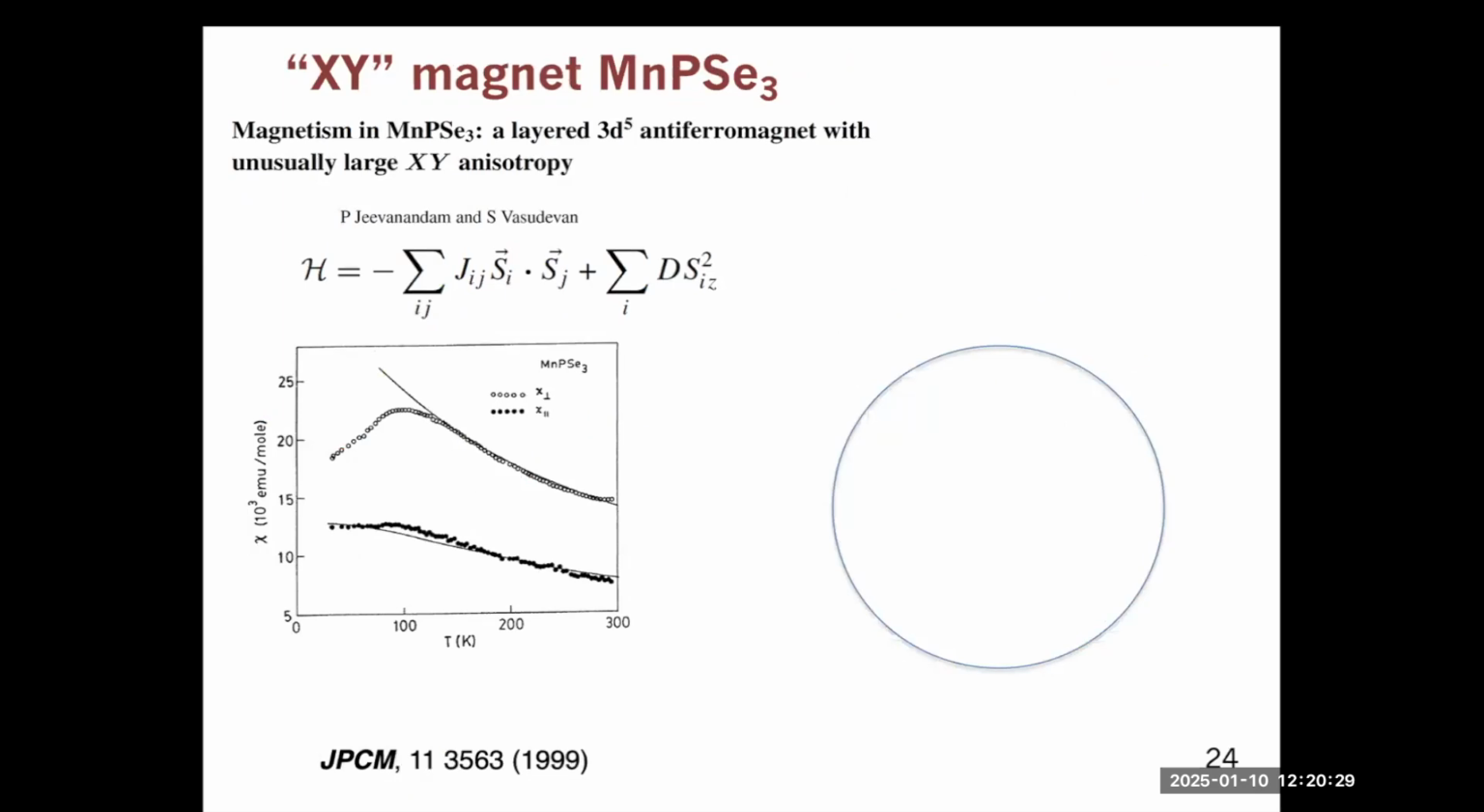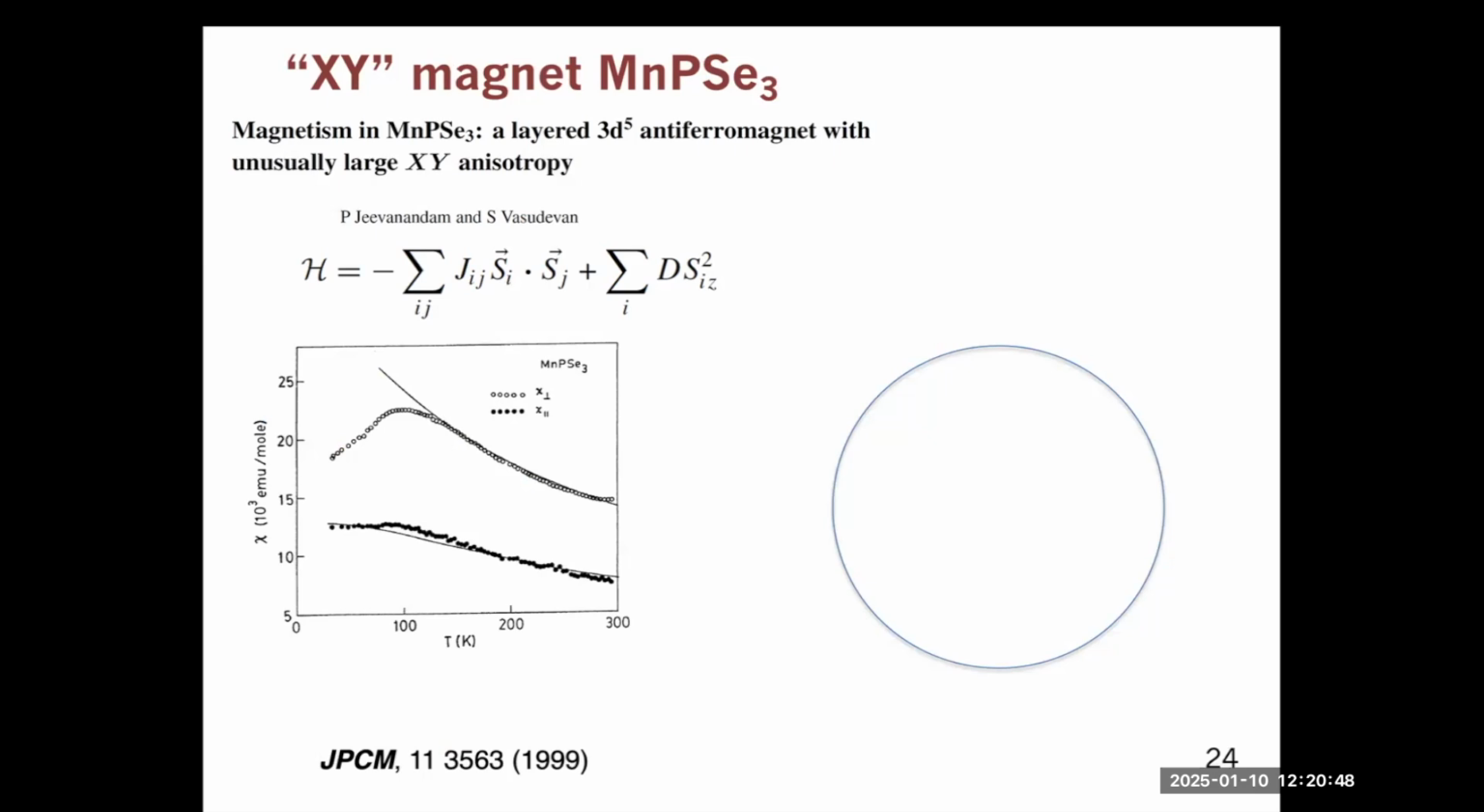So in the literature, people call it an XY magnet. That's because when they measure the spin susceptibility, one of them is much larger than the other. In other words, the spins are really in the plane. Again, in the classical 2D XY model, there's no long range order, right? But here there is a 3D ordering from the interplanar coupling.